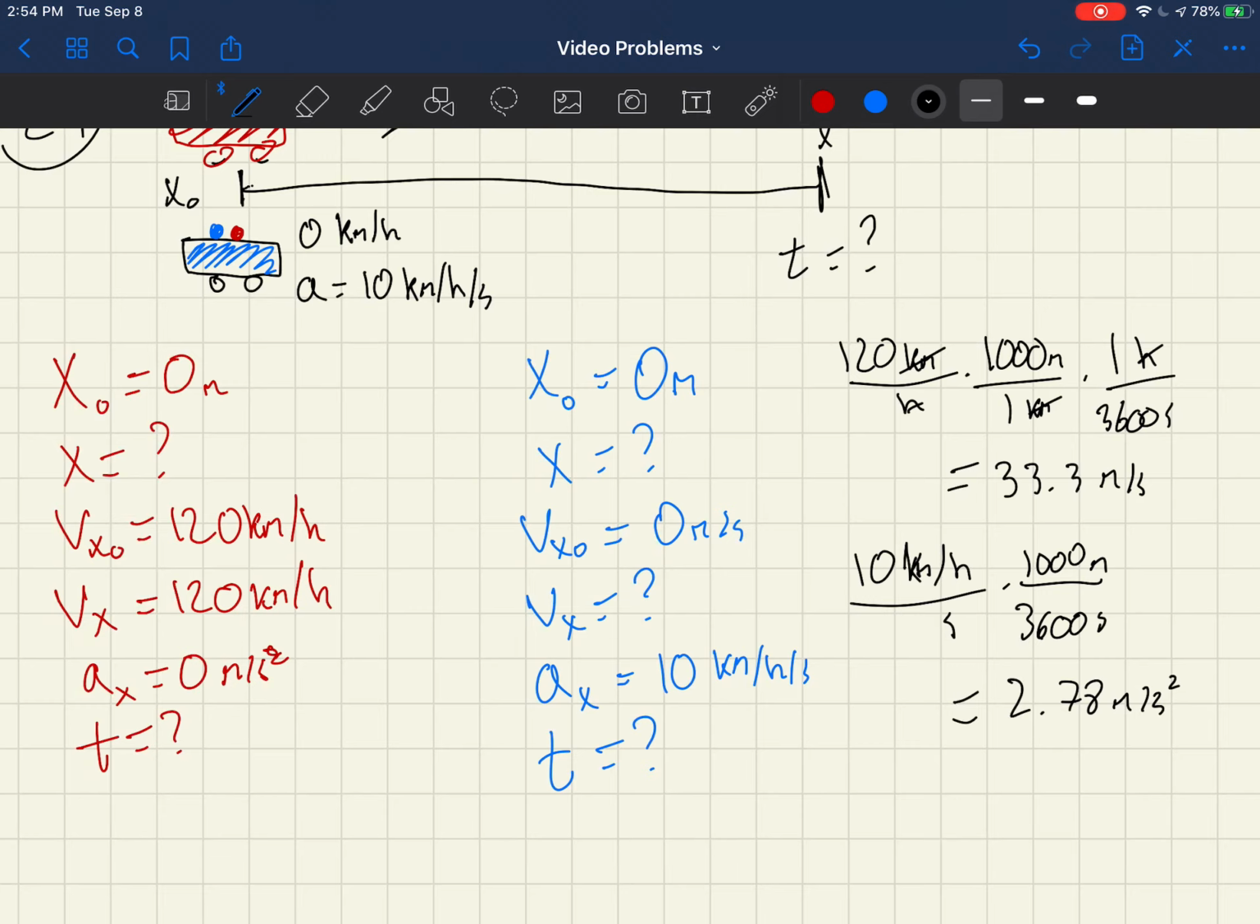Now we know the x's are going to be the same. So what we can do is set up an equation with x equals, and those x's are going to be the same, so we'll set those equations equal to each other, and then we'll be able to solve for the unknown t.